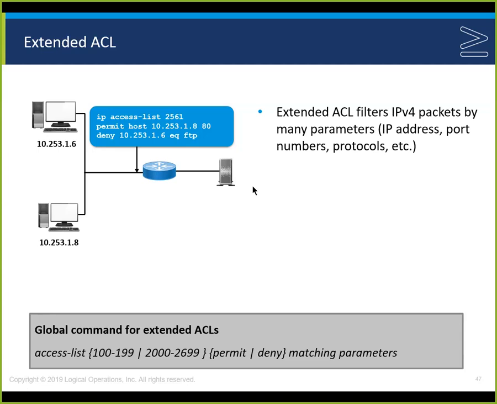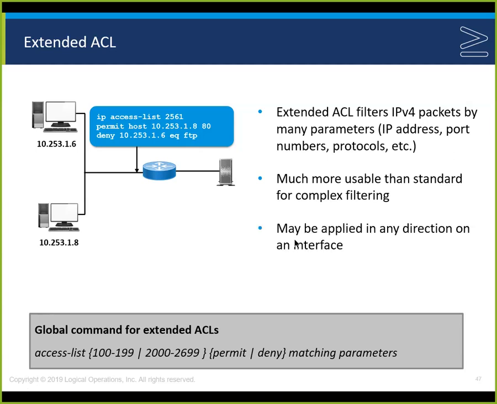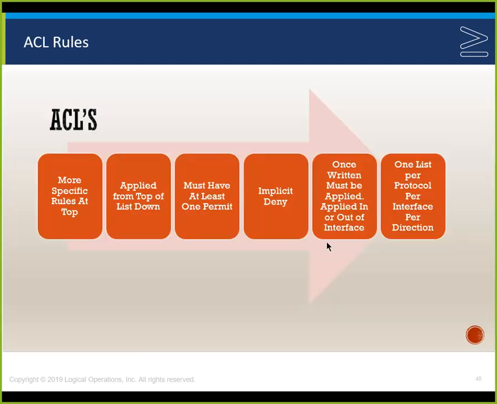It filters on many parameters: the IP address, port numbers, and protocols are all used. It's more usable than the standard list, and it should be applied closest to the source. It may be applied in any direction on the interface, inbound or outbound. The direction on the interface is going onto the wire or coming off of the wire, and that's the easiest way that I can put it. That's the summary, then we'll do the demo, and then you can get to work.